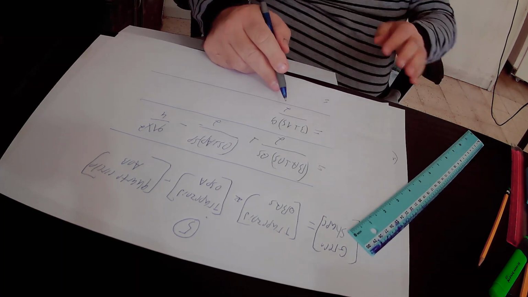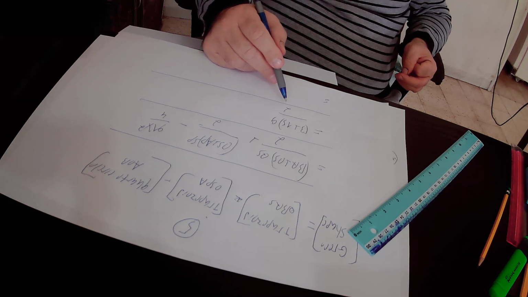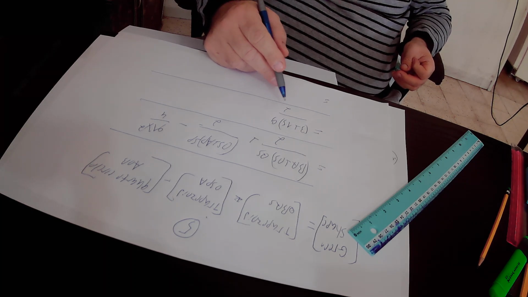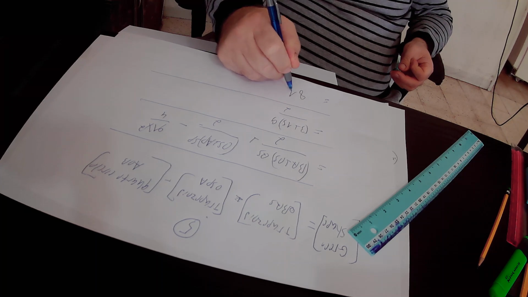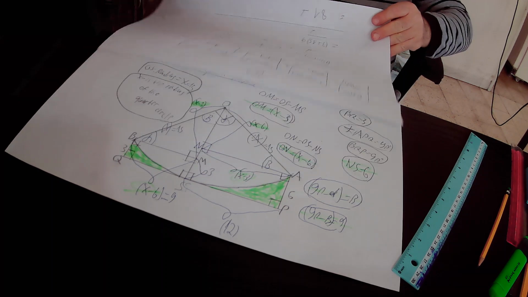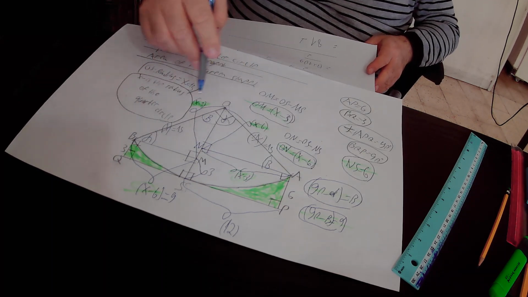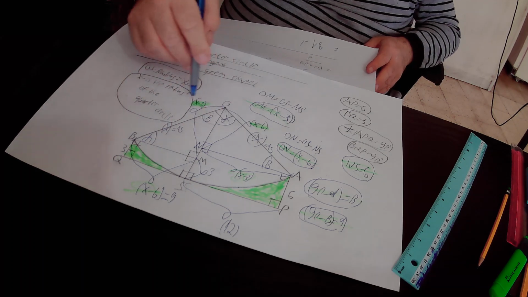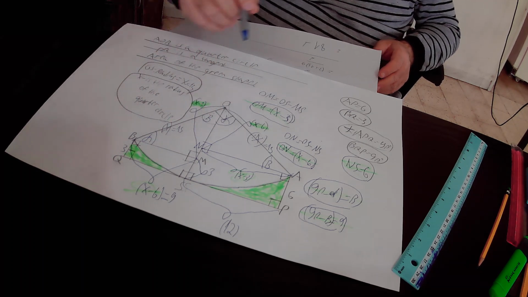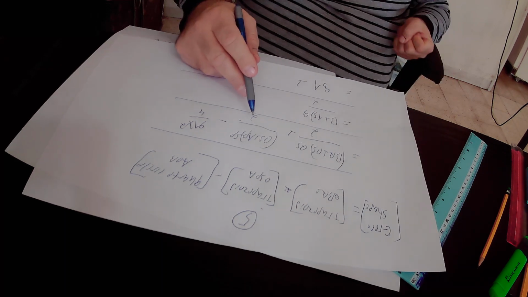So here 3 plus 15 is 18. 18 over 2 is 9, and 9 times 9 is 81. In conclusion, we found out that the area of the small trapezoid OBQS is equal to 81 square units, plus the area of trapezoid OSPA.